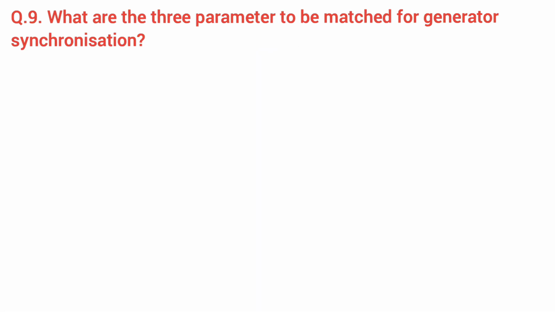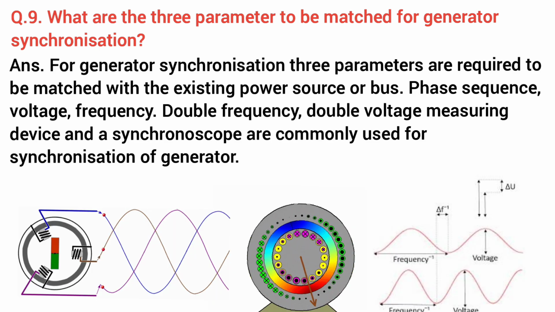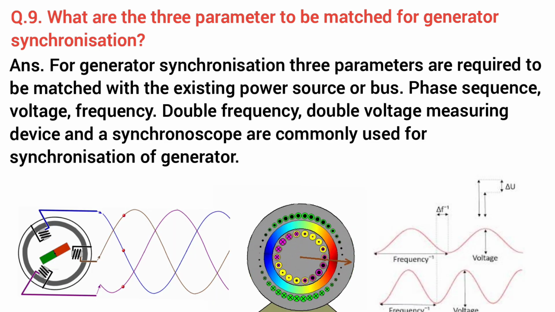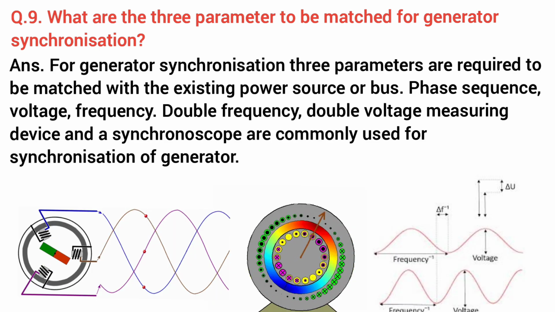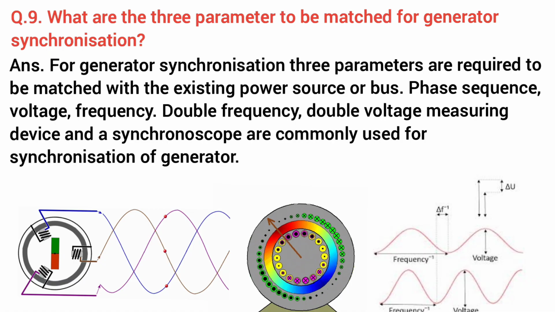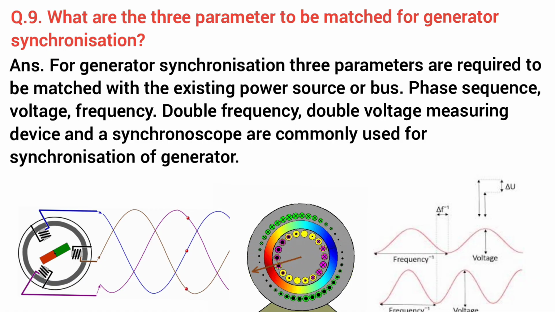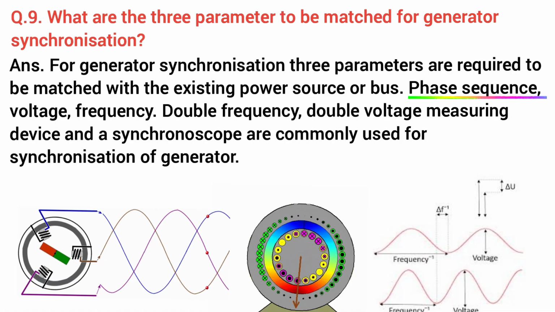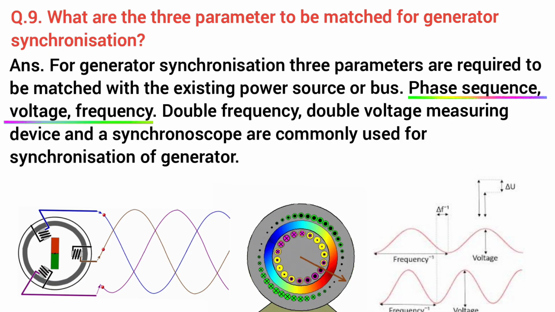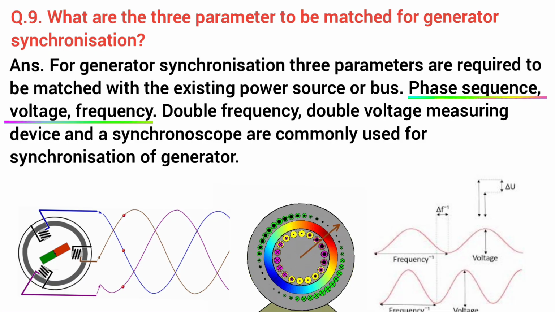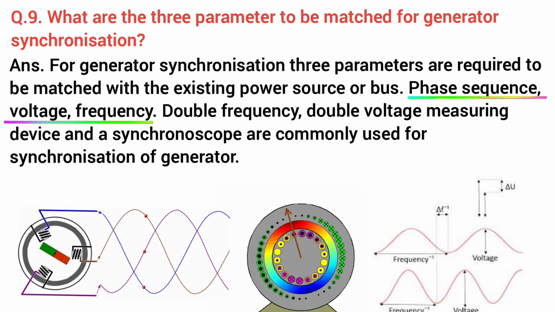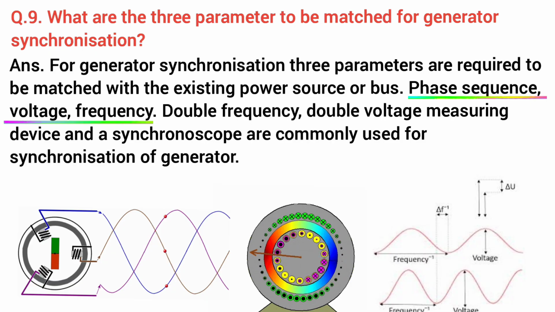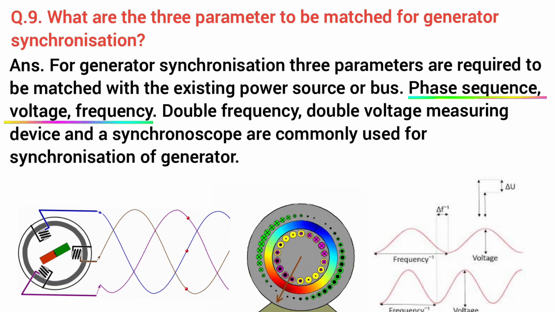What are the three parameters to be matched for generator synchronization? For generator synchronization, three parameters are required to be matched with the existing power source or bus. Phase sequence, voltage, frequency. Double frequency meter, double voltage measuring device, and a synchroscope are commonly used for synchronization of generator.